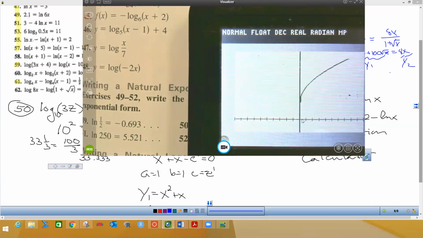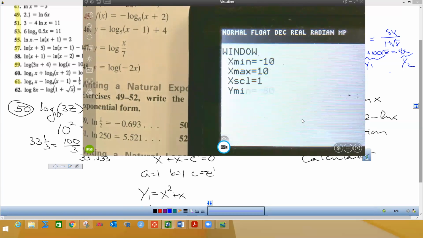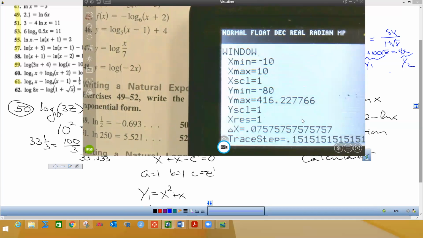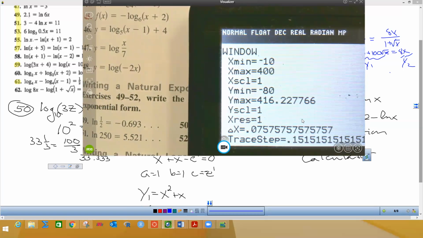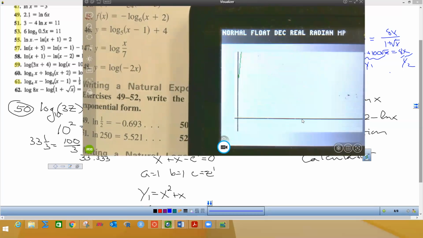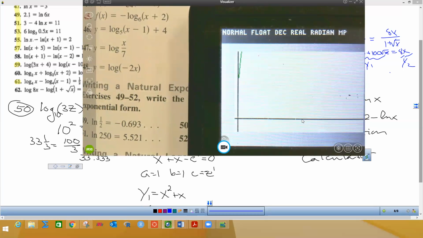So there's my radical problem. And here comes my line, but I still can't see their intersection. So I got to go way out to the right to find this intersection. So I'm going to change my window now. This is what it did on automatic. So I'm going to go out to, and I'm going to put in 400 because I don't know how far out I got to go. And I'm going to graph them again. And that's not going to be good enough either.